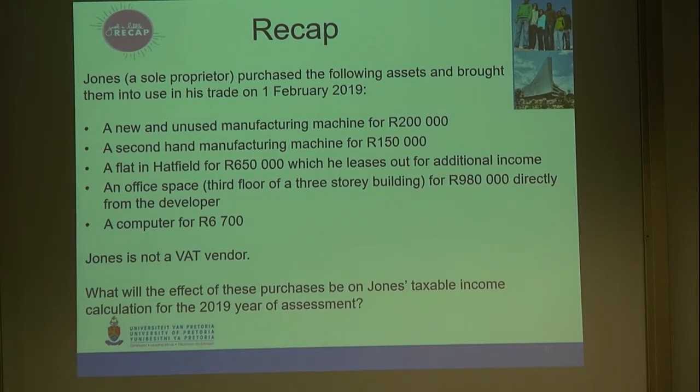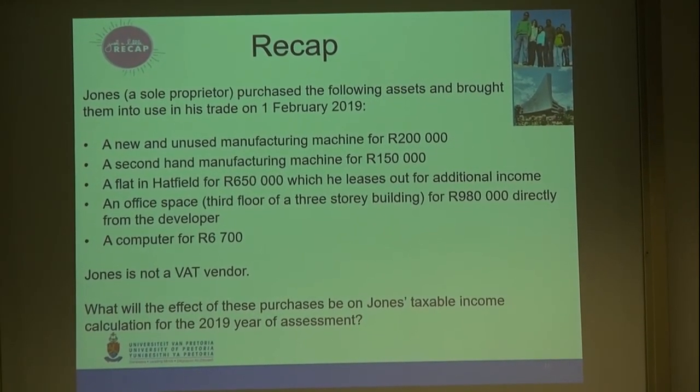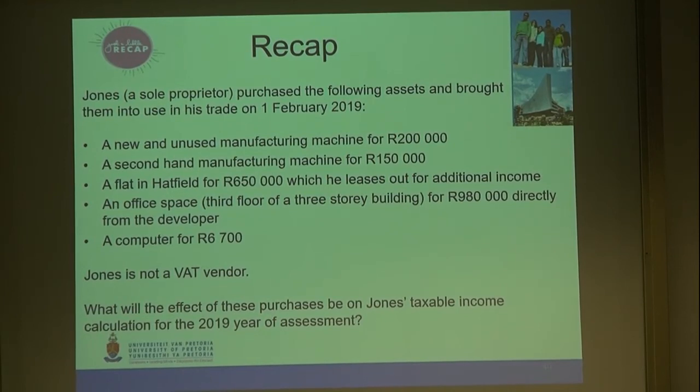He's got a trade, and he's got all the following assets that he has brought into use, and he started using all of the assets on the 1st of February 2019. Okay, so we're looking at his 2019 year of assessment. He's not a VAT vendor, so we're just going to ignore VAT in this question, and let's look at the different assets he has. He's got a new and unused manufacturing machine.